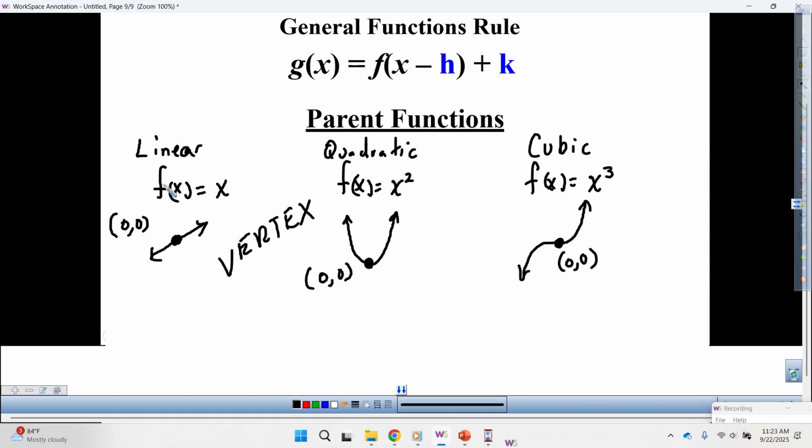Okay, so now, how do we use this to transform these? Check this out. If I want to move this one up 3 steps, what would I do to this? It no longer is going to be f of x. It's going to be g of x equals x. And what do we do to move it up 3 steps? Plus 3.